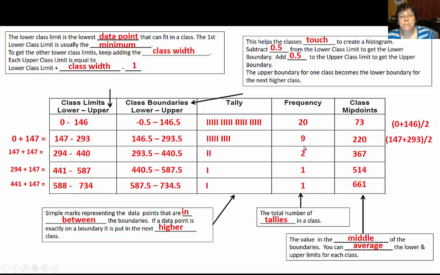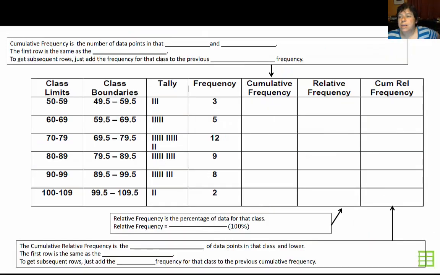Now, this gives me a basic frequency table, but there are some other frequencies that we like to look at, like relative frequency and cumulative relative frequency. So cumulative frequency is the number of data points in that class and lower. So the first row is the same as the frequency. It's going to be 3, because anything right before 59.5 and lower, there are 3 points there. If I say 69 and lower, well, that would be the 3 and the 5. So I'm going to add the regular frequency to the cumulative frequency, and I get 8.